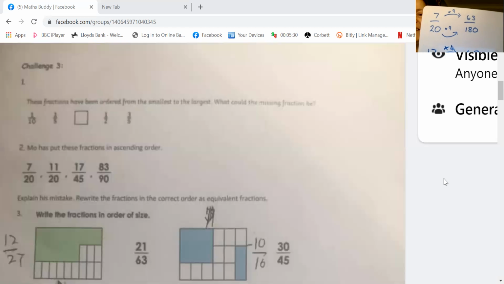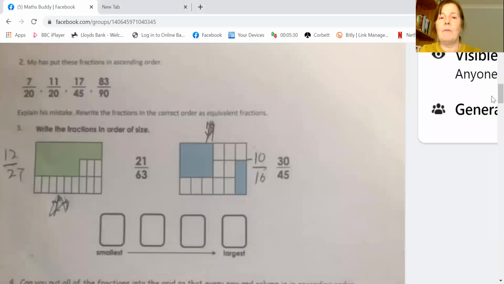So 7/20ths, to get to 180ths, you've got to multiply by 9. On the 45ths, you've got to multiply by 4. That's all. You've got to do it yourself now. But that's how to do it. So multiply each of those up to get to 180 on the bottom and multiply the numerator by the same multiplier. Then you will have 180ths, which you can easily compare, and you will then see that two of them are in the wrong order and need to be switched around. That's the mistake.